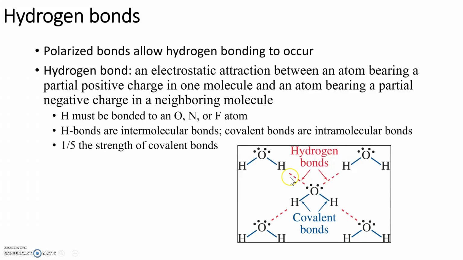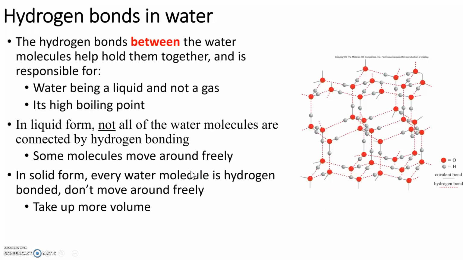A hydrogen bond only occurs when hydrogen is attracted to oxygen, nitrogen, or fluorine atoms in another molecule. So hydrogen bonds only occur if you have a hydrogen in one molecule attracted to an oxygen, nitrogen, or fluorine in another molecule. Again, this is an intermolecular bond. These are weaker than our intramolecular bonds. The strength of a hydrogen bond is about 1/5 the strength of a covalent bond. But these hydrogen bonds are why we have some unique properties of water.